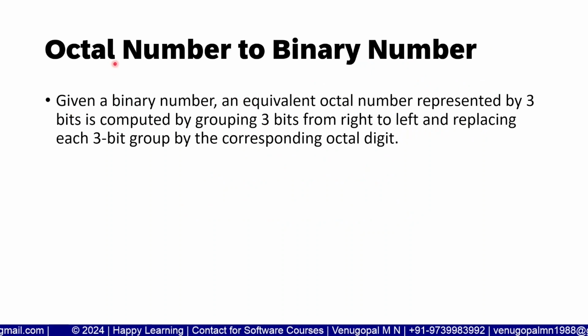Given a binary number, an equivalent octal number can be represented by 3 bits. Bits are nothing but zeros and ones. The octal equivalent is computed by grouping 3 bits from right to left and replacing each 3-bit group by the corresponding octal digit.